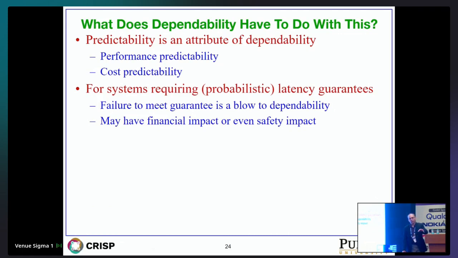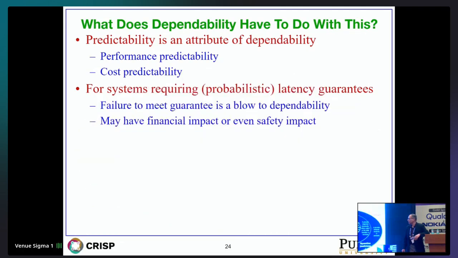So this is, of course, an extreme example of a critical hard real-time system, but even for other soft systems, there are requirements for the latency. So I want to be able to meet the latency requirement, otherwise I have, quote unquote, a failure. And this may have a financial impact, or in some cases even a safety impact.